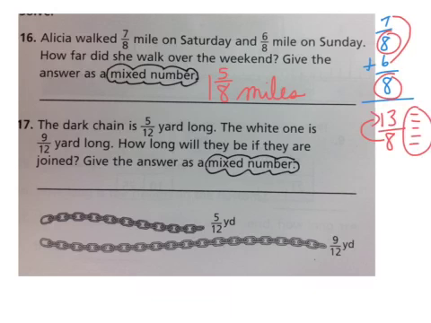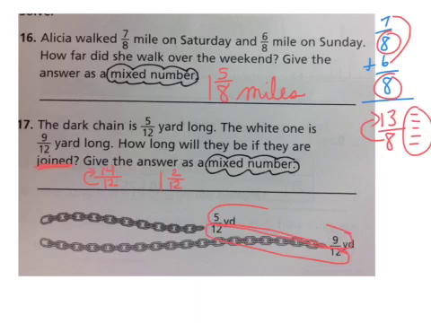Number 17 says the dark chain is 5/12 yards long. The white one is 9/12 yards long. How much will they be if they are joined? Well, obviously if you're joined, you're adding them together. I don't even really need to rewrite it here. I can put in my 12. That's going to stay the same. And then I'm going to add 5 and 9, which is 14. And then I say 12 goes into 14 one time with 2 left over, and my denominator stays the same. And if you happen to know how to put that in simplest form, go ahead.